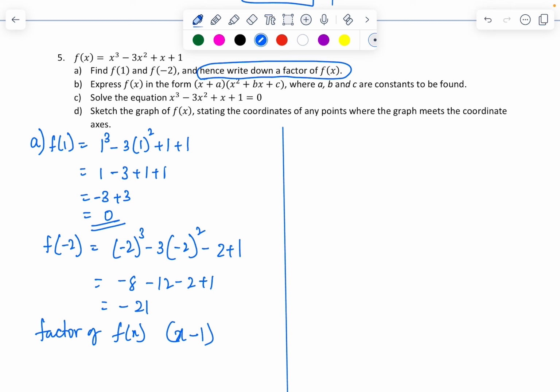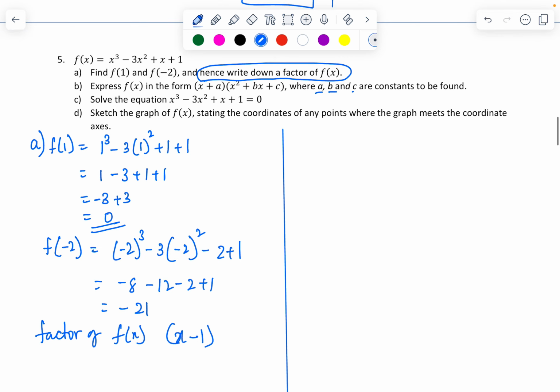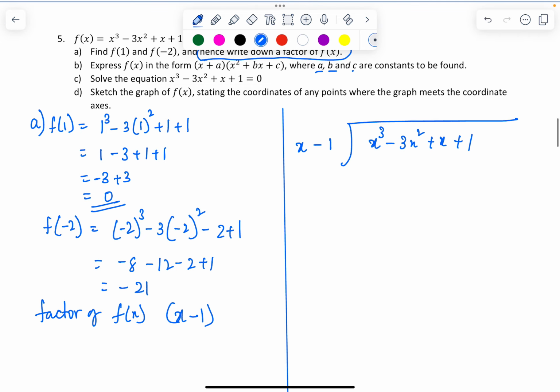Now express f of x in the form of x plus a times x square plus bx plus c, where a, b, c are constants to be found. For these questions, always remember that after we find the factor, the next step is going to be the division. So x cubed minus 3x square plus x plus 1, I'm going to divide by the factor x minus 1. Let us do the long division here.